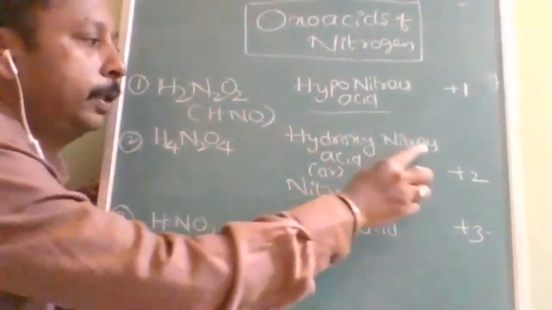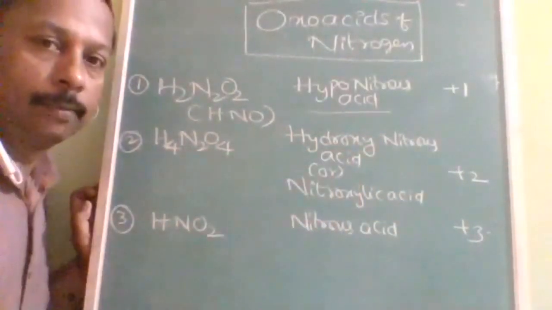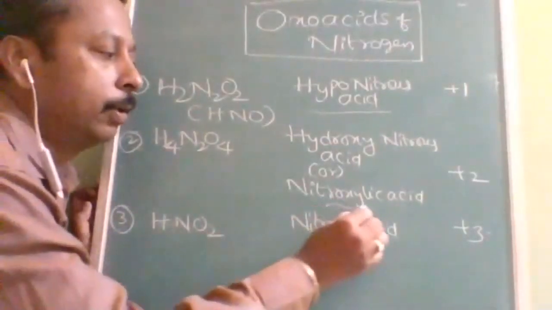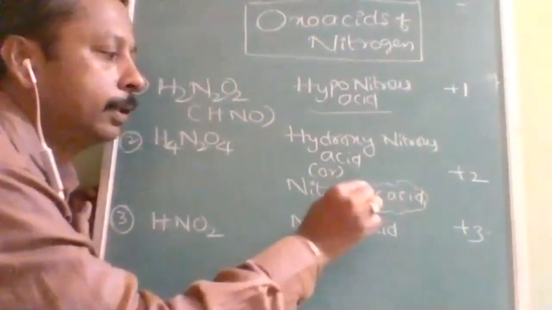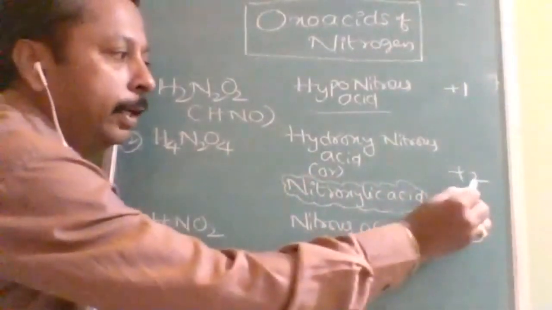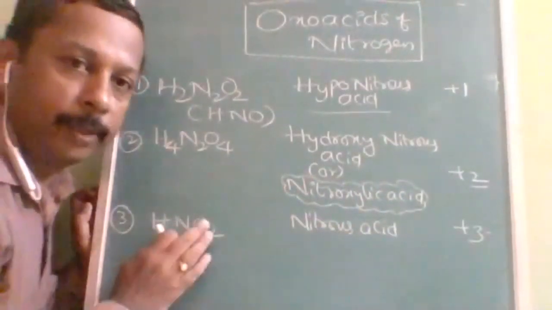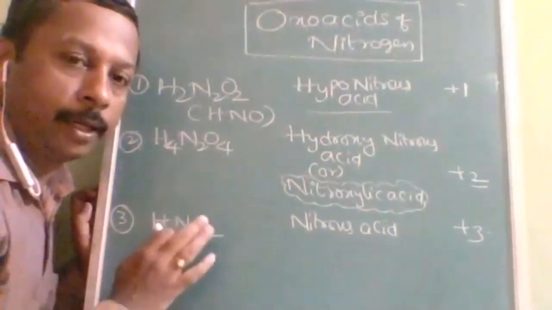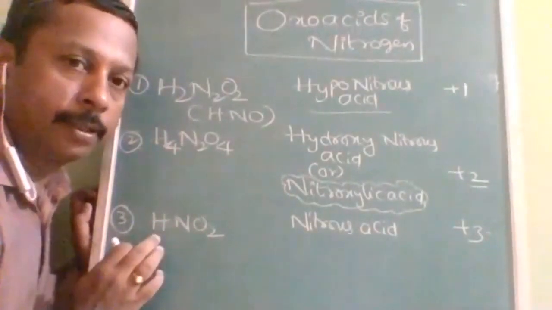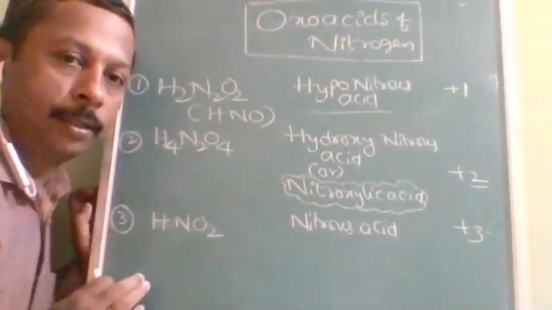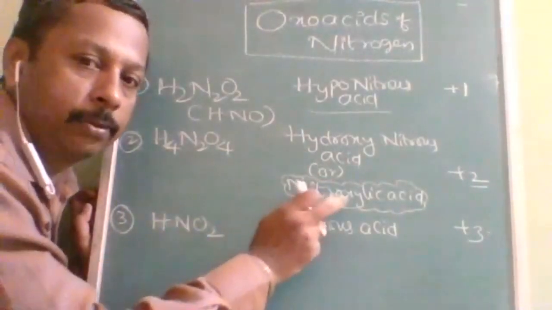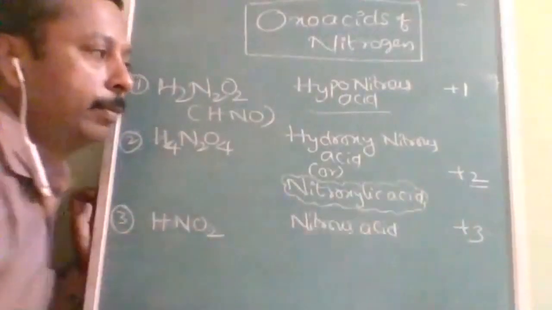Second one is H4N2O4, hydroxynitrous acid. This is also called nitrooxalic acid. And its oxidation number is +2. So many acids are there, and I will try to explain to the maximum extent so that you can get through all the questions. Don't think that only these three, a few more are there. So hydroxynitrous acid, nitrooxalic acid, has oxidation number +2.